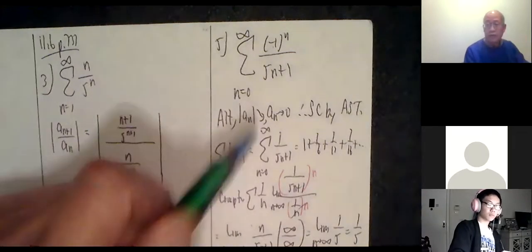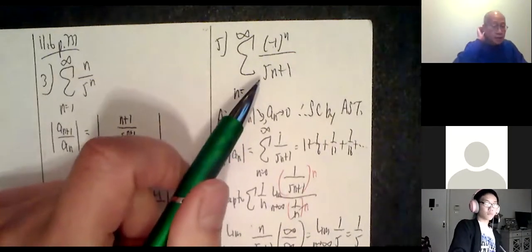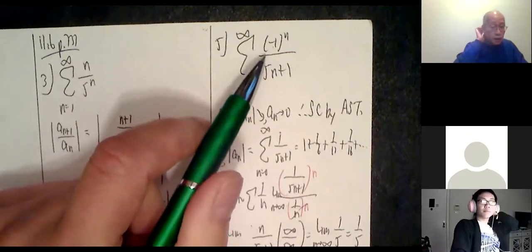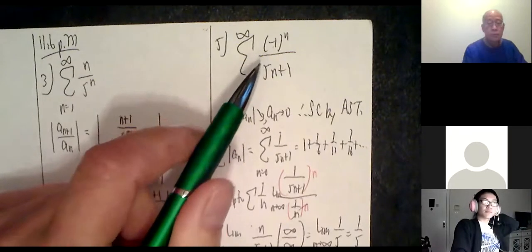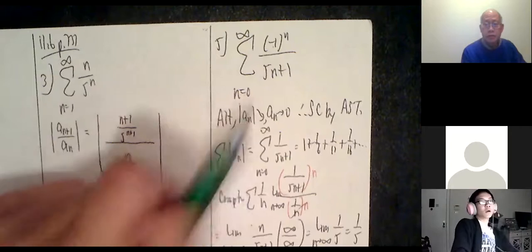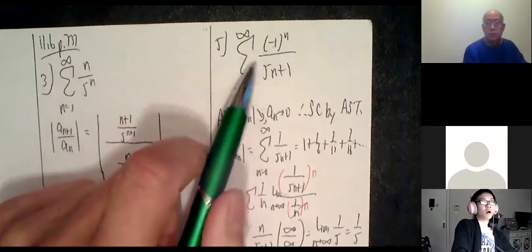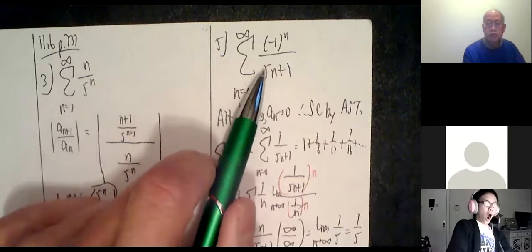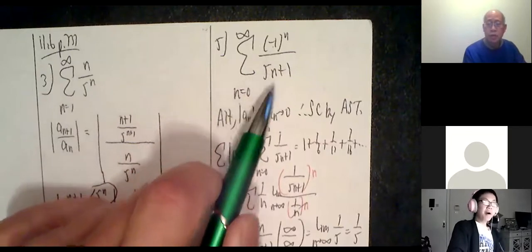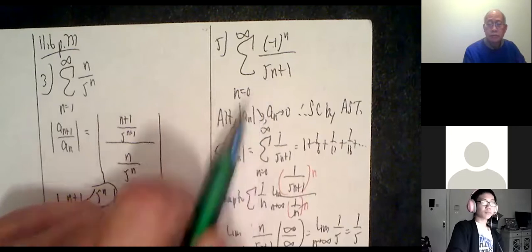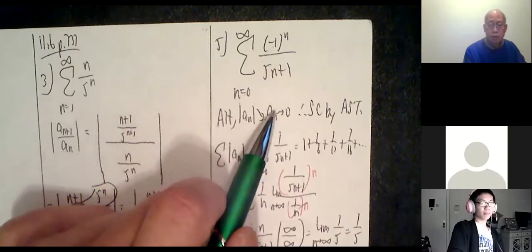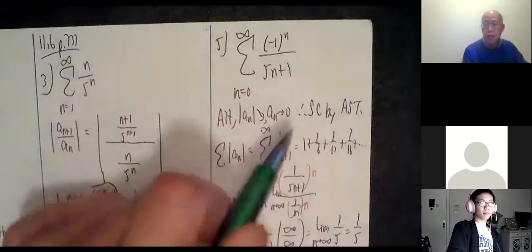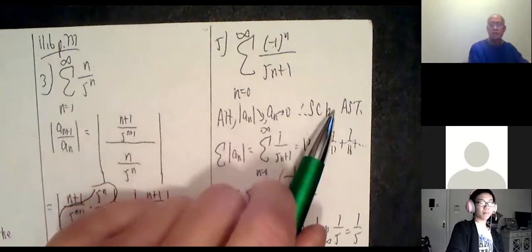(-1)^n over 5n plus 1. I claim this converges. Is it alternating? Yep. Terms decrease in absolute value, right? It'd be 1 over 1, 1 over 6, 1 over 11, 1 over 16, 1 over 21. They decrease in absolute value and approach 0. Therefore, the series is convergent by the alternating series test.